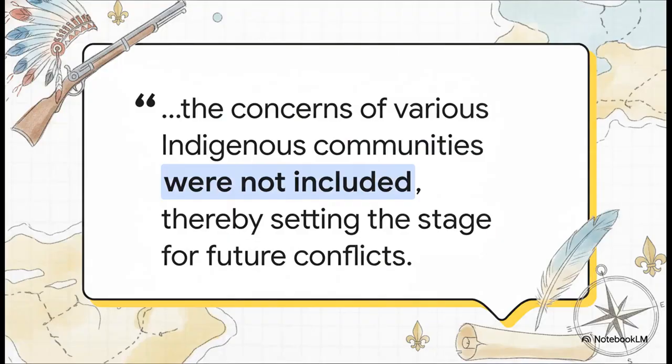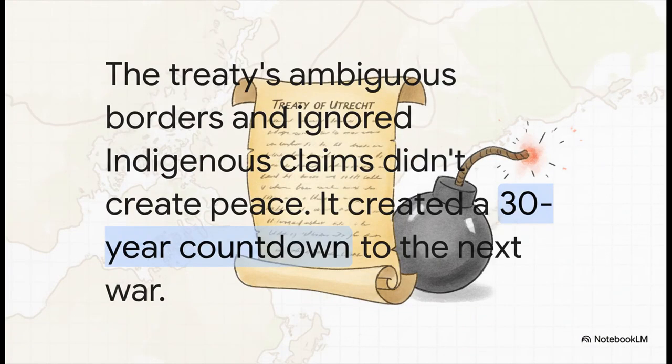And this really gets to the single biggest flaw in this peace treaty. As the source material points out, this whole thing was negotiated by Europeans for Europeans. The land claims, the rights, the simple existence of the indigenous people who had fought and died in this war for over a decade, they were completely ignored. So here's the bottom line. The Treaty of Utrecht didn't actually solve any of the real problems in North America. It just made them worse. It drew vague, ambiguous borders and left a deep, simmering resentment among indigenous nations who felt totally betrayed. This treaty didn't create a lasting peace. What it really did was start a 30-year countdown to the next war.